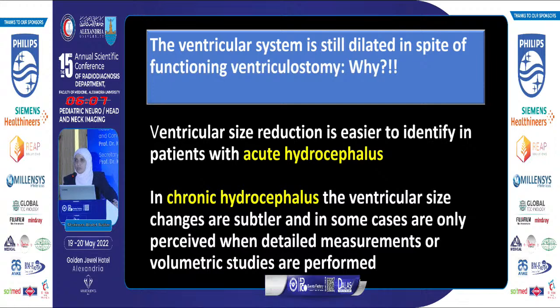In cases of hydrocephalus, we can see the ventricles can still be dilated even with success of the operation. We can see a patency of the floor of the third ventricle and the flow. So why are the ventricles still dilated? It's known that ventricular size reduction is easier to identify in patients with acute hydrocephalus. However, in chronic hydrocephalus, the ventricular size can still be dilated, or even the change in size can only be perceived by accurate volumetric assessment.